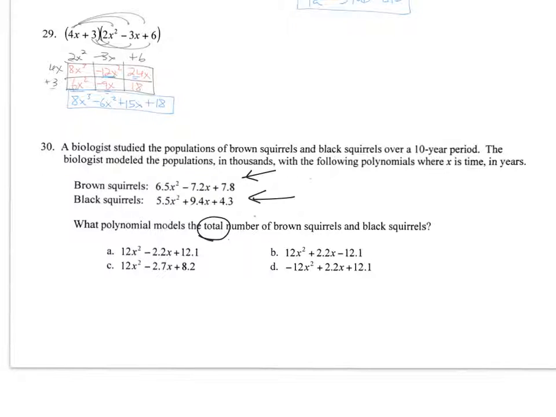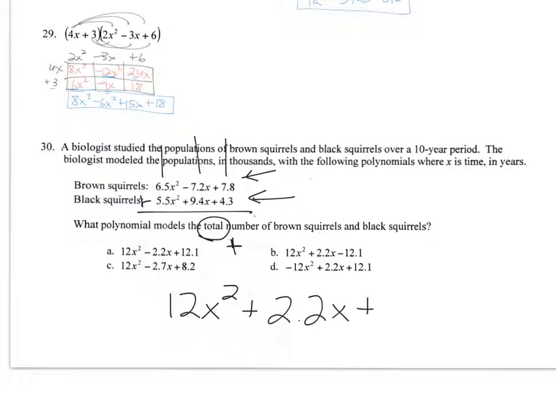When I see that word total, to me it's saying, well, I'm going to add them. So you do add those two numbers. And remember, when you're adding polynomials, it's really all about combining like terms. My first column, I would get 12x squared. The exponents don't change when I'm combining. This one I would get positive 2.2x. And in this third column, I would get a positive 12.1.